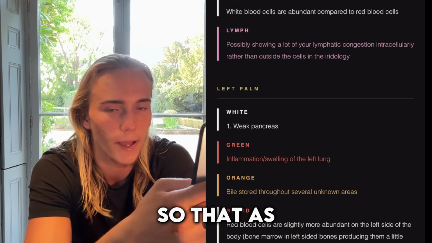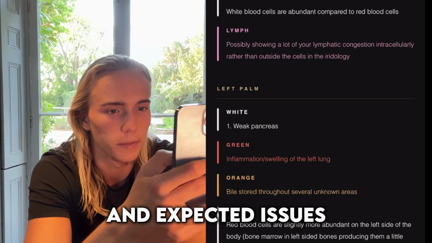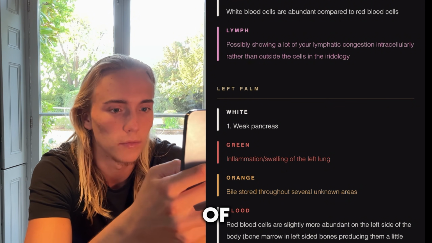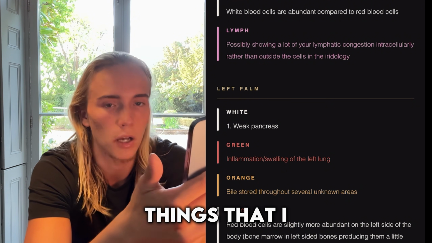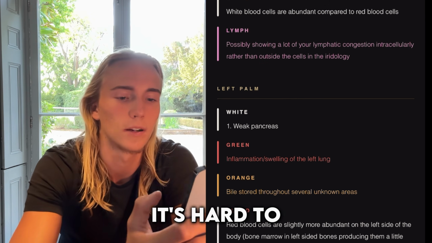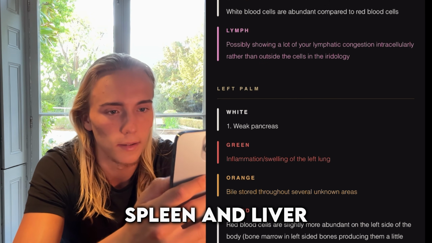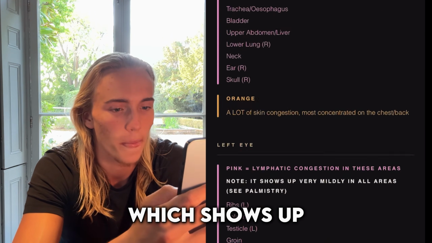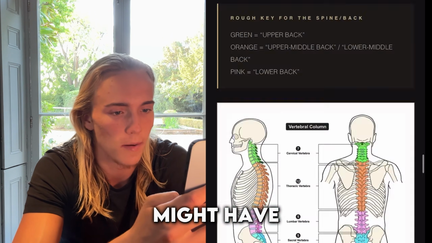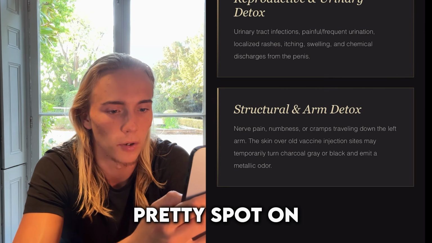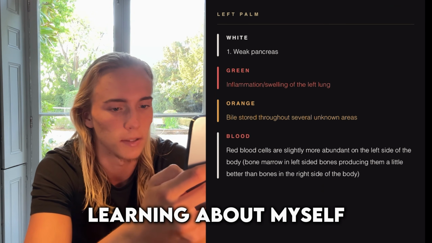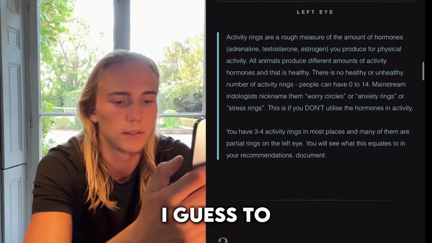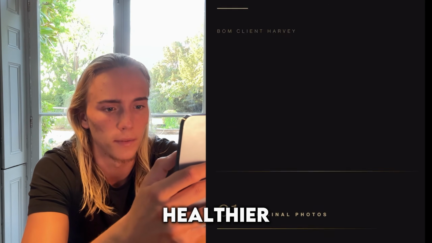So that as a whole is my report and expected issues sent by Brother Moog. I think that's pretty interesting. Out of the things that I could have known about, it's hard to know about your spleen and liver, it's a bit harder, but like the skin congestion which shows up and the scar tissue that you might have more weakness in, I'd say it's pretty spot on. And there's some stuff that I'm learning about myself as well, potentially, that I can review and work on, I guess, to help detox, become healthier, which is interesting.